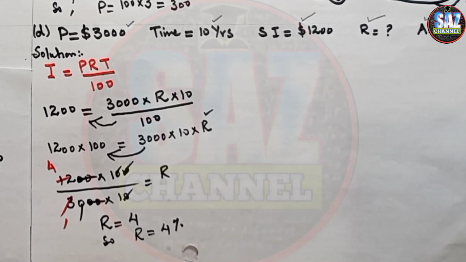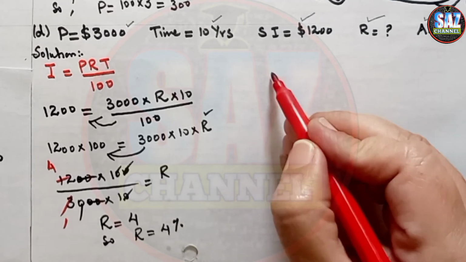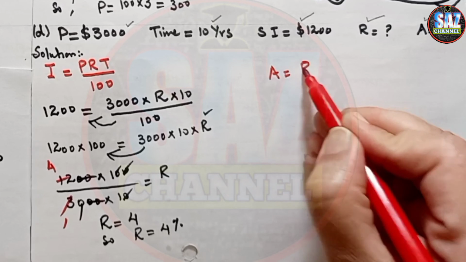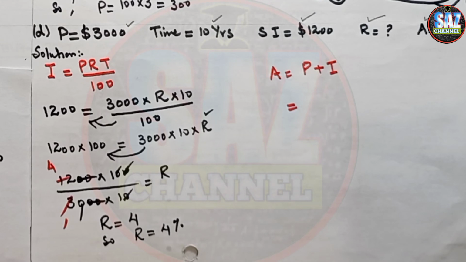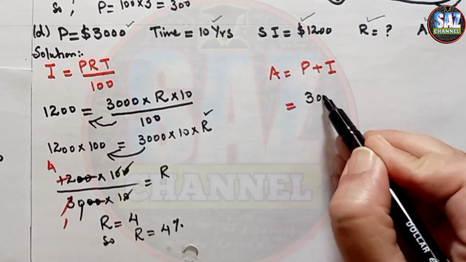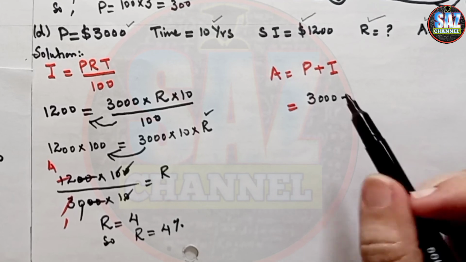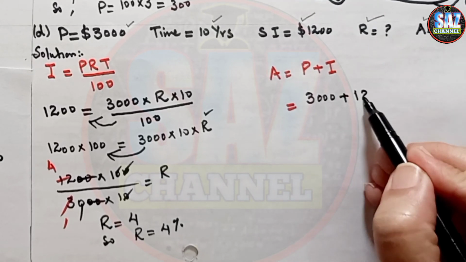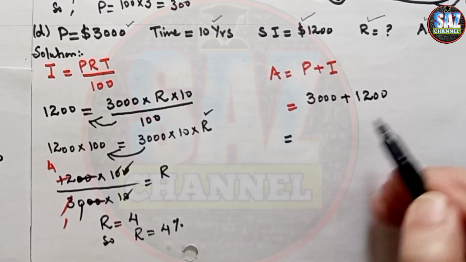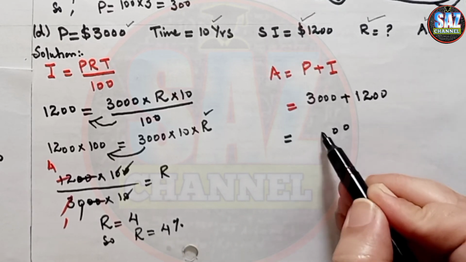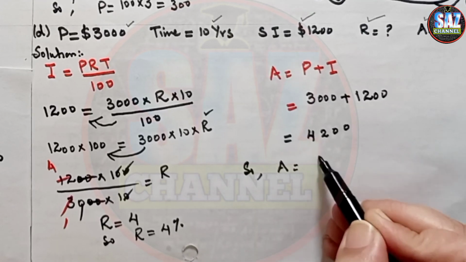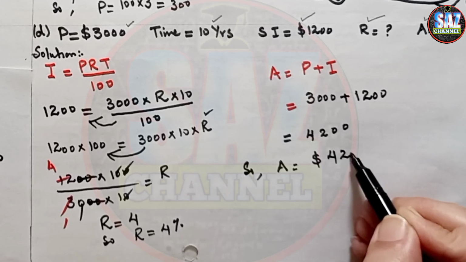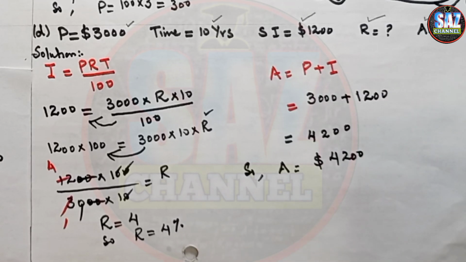Coming to the second part, we have to find the amount. Formula for the amount is principal plus interest. Now I have to see the principal amount of the question, that is 3000, plus the amount of interest which is given in the question, 1200. So add up 3000 and 1200. This is 0, this is 0, 2, and 3 plus 1 is 4. So amount equals $4,200. I hope you are clear about these questions.